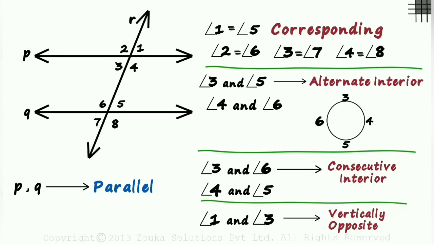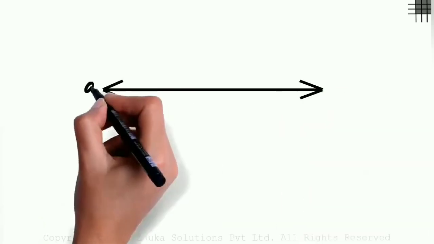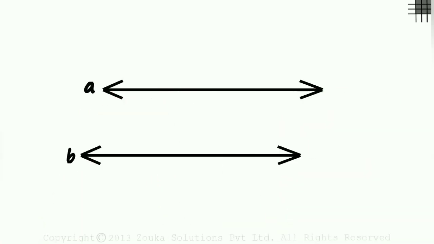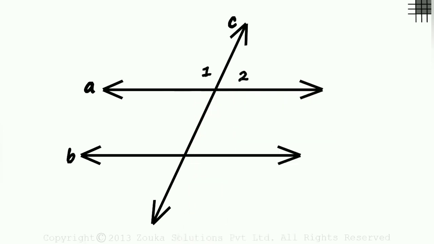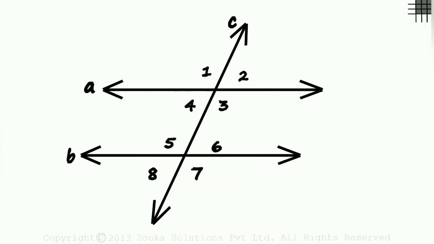These were the different types of angles that were formed when a transversal meets 2 parallel lines. On a new page, let's look at the beauty of these angles. Assume we have lines A and B which are parallel and transversal C which intersects them at 2 distinct points. As we already know, the transversal forms 8 angles: 1, 2, 3, 4, 5, 6, 7 and 8.